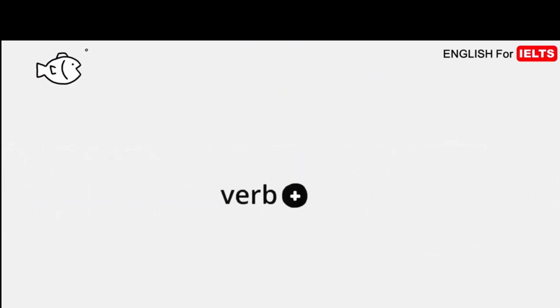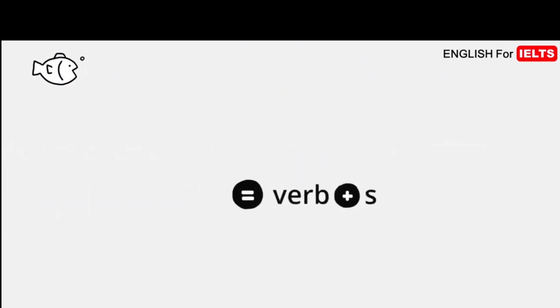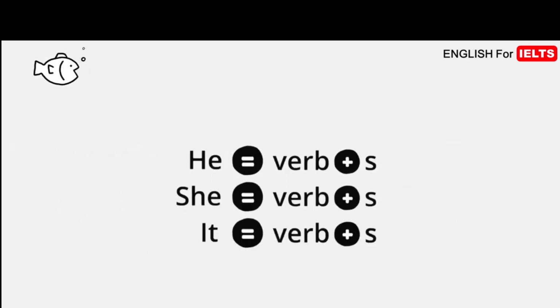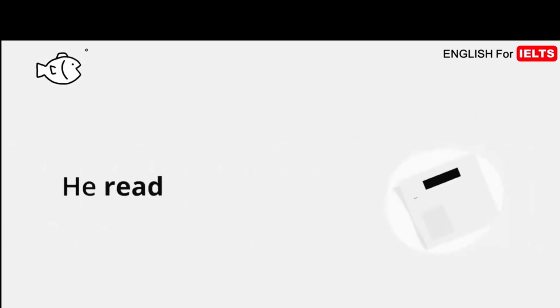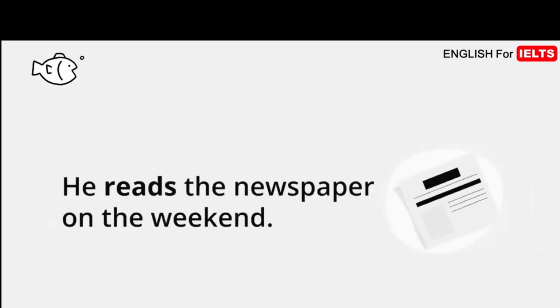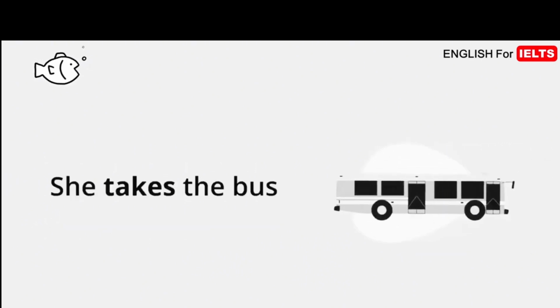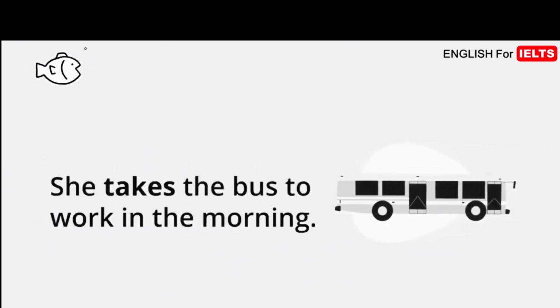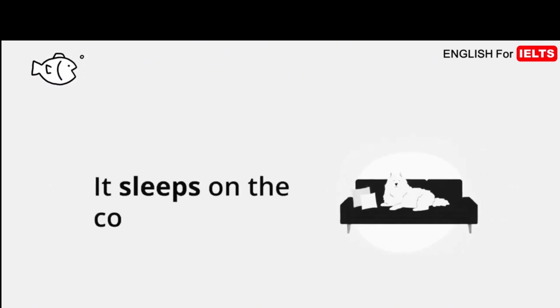We use verb plus s when the subject pronoun is he, she, or it. He reads the newspaper on the weekend. She takes the bus to work in the morning. It sleeps on the couch every day.